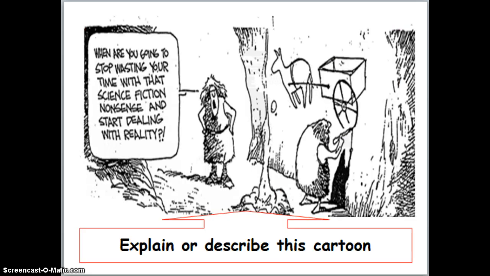And I love this cartoon here, because you can see it's a caveman cartoon that says, when are you going to stop wasting your time with that science fiction nonsense and start dealing with reality? This dream of innovation, and many of you have this insightful dream of what is possible. You guys are going to be creating the technology that is going to influence not only our daily lives, but also our global economy in the future.